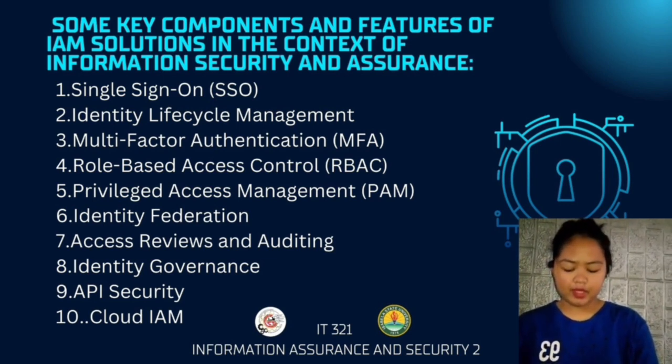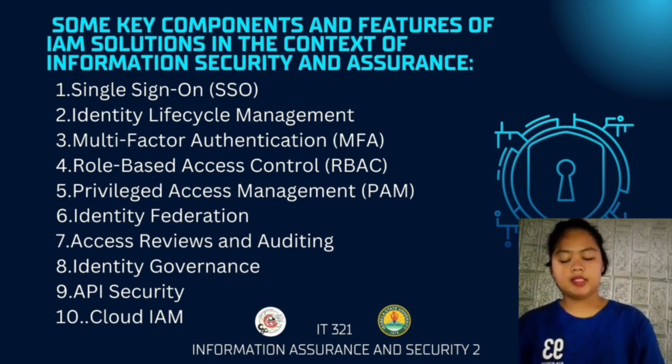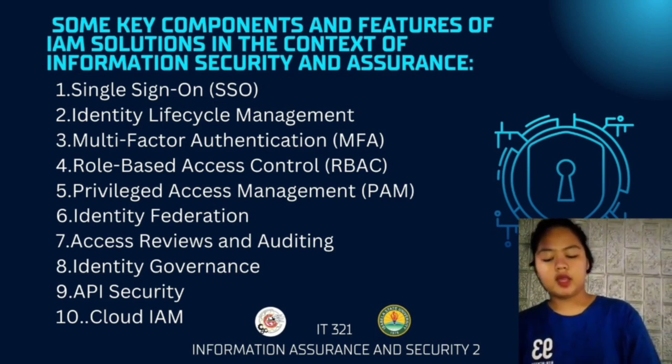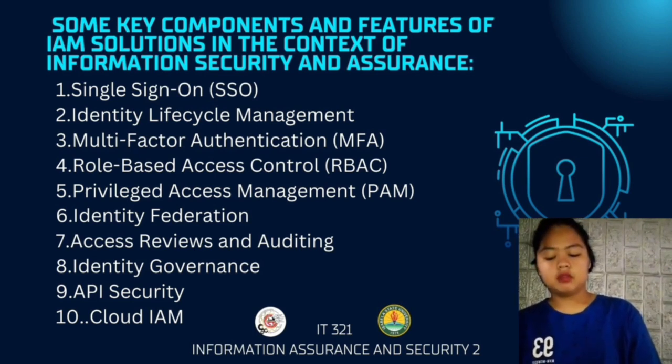Number 8, identity governance implements policies to manage and enforce access control. API security protects APIs from unauthorized access and cyber threats. Cloud IAM manages identity and access control for cloud-based applications and services.